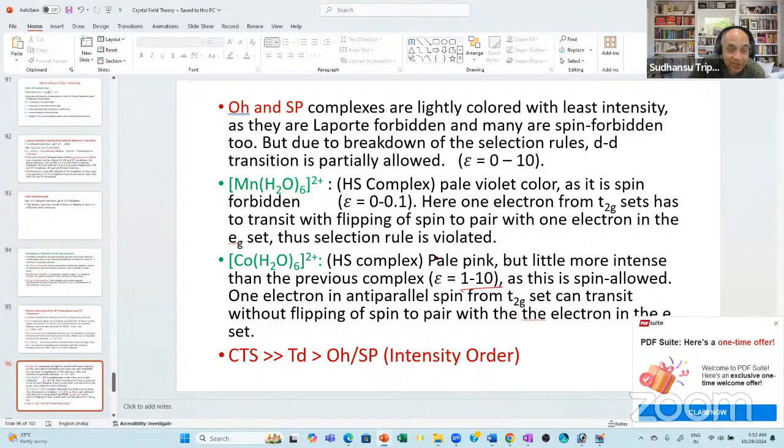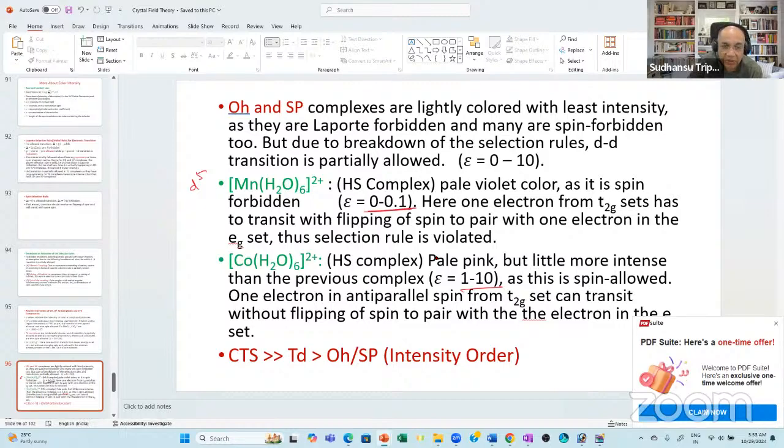So this is d5 configuration, high spin, Hund, Hund, Hund, Hund, Hund. So this has to go to the upper level with inversion, because two electrons cannot remain with the same spin. It will violate Pauli's exclusion principle. So it has to invert. So because it has to violate the spin selection rule, its intensity is least.